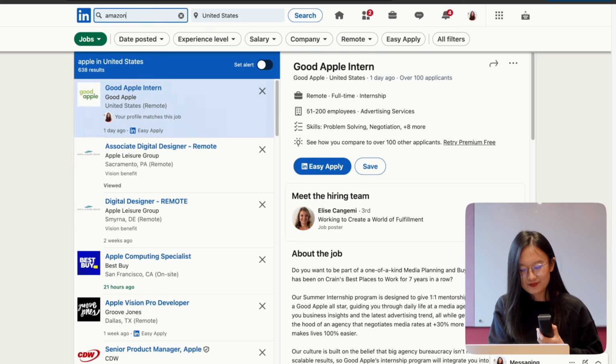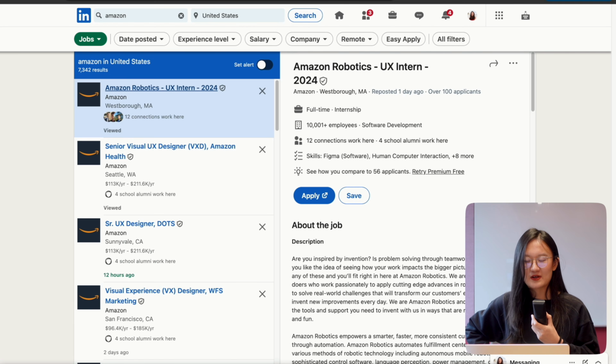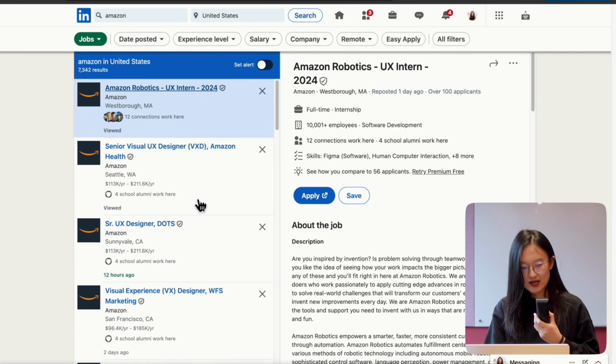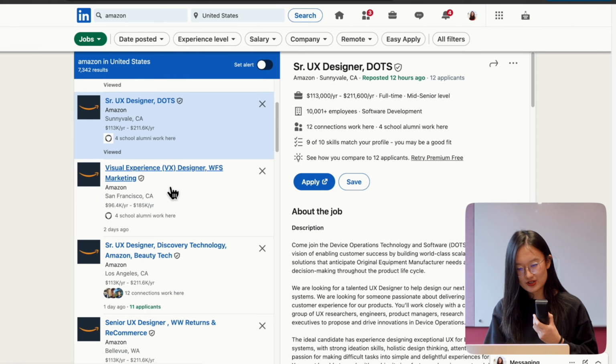Now let's see Amazon. Amazon, work-life balance is a little bit rough. So is Netflix. I mean, if you're paid that much, don't expect to have great work-life balance. You're going to have a lot of responsibility, lots of meetings. Amazon calls their designers UX designers. They're also hiring senior designers, so around 150K to 200K.